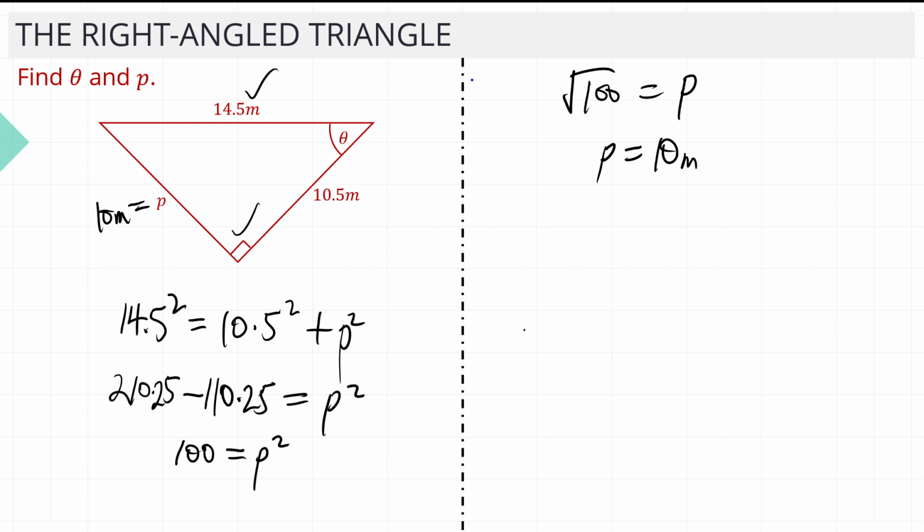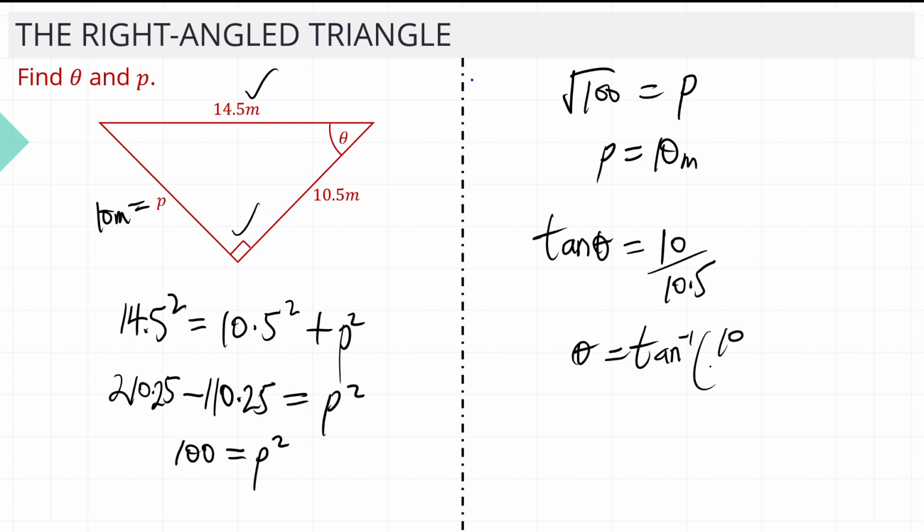Now determining the value of angle theta, we do tan of the acute angle theta equals the side opposite theta, that's 10, divided by the side adjacent to theta, 10.5. Now take tan inverse of both sides, and we get the value of theta to be 43.6 degrees.